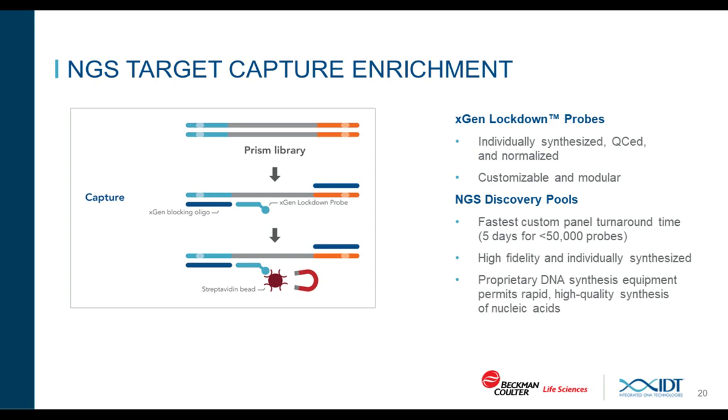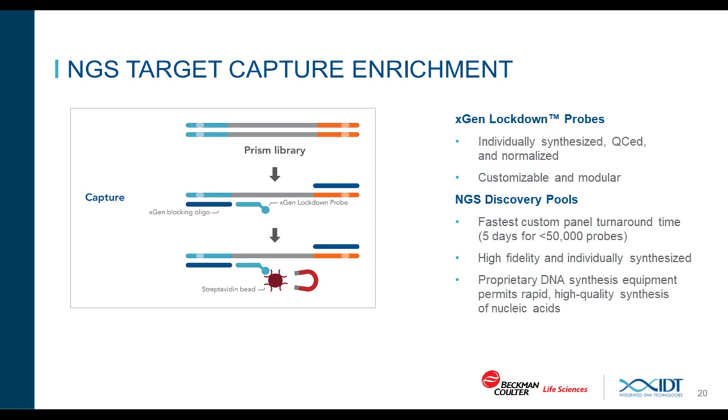After xGen Prism libraries have been cleaned up and QC'd, we take 500 nanograms of library into target capture. xGen blocking oligos are added and bind to library adapter sequences to reduce the off-target being captured and prevent daisy chaining. You see here the blocking oligos are the dark blue in the middle fragment. Probes, which are the light blue, hybridize to your target of interest. Probes are 5' biotinylated and pulled down via streptavidin beads.